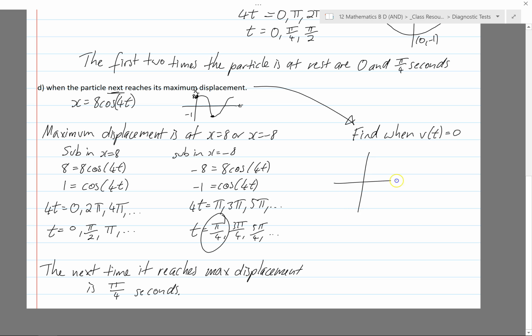Question 3, the first one's pretty straightforward. Evaluate the definite integral using calculus and give your answer as an exact value. See how it doesn't actually ask for area at all, so we just need to integrate like we've done all year.